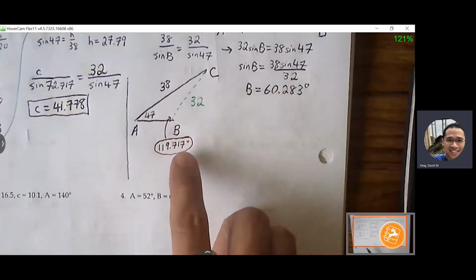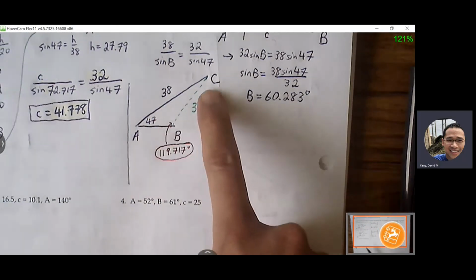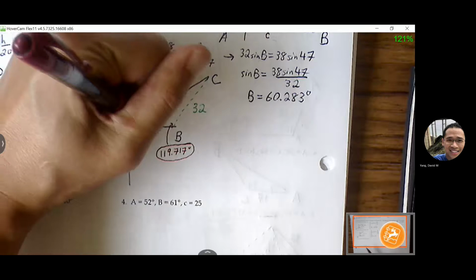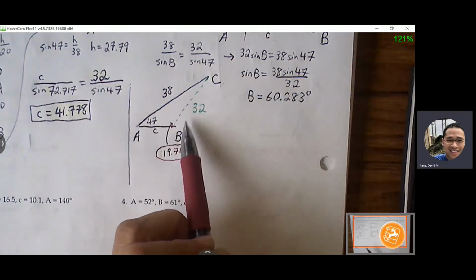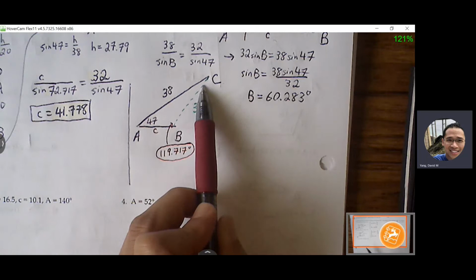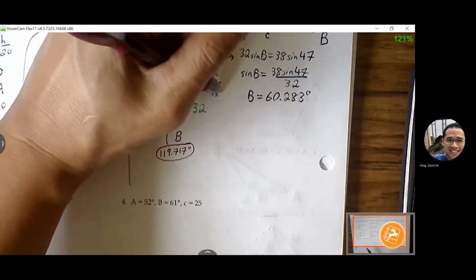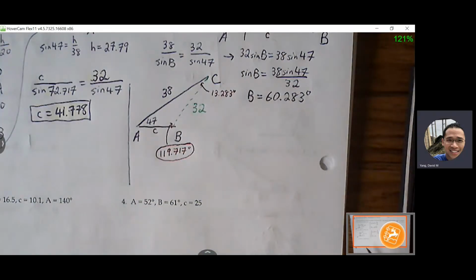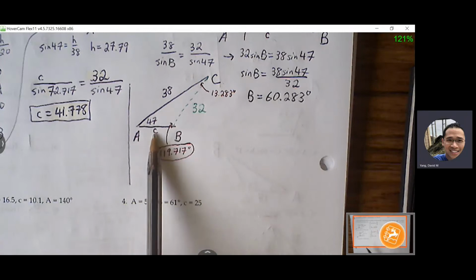So the reason why this is easier is because we now have two angles. If I can just find that third missing angle and then use law of sines to find that missing side there. Okay, so 180 minus 47 minus 119 will get us that angle. And now finally, law of sines will help us get to side C.